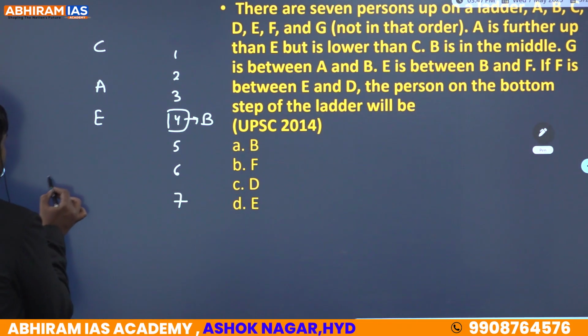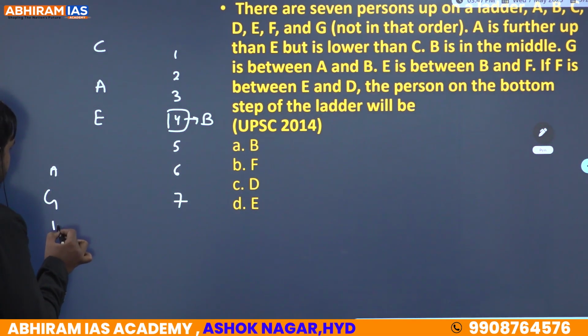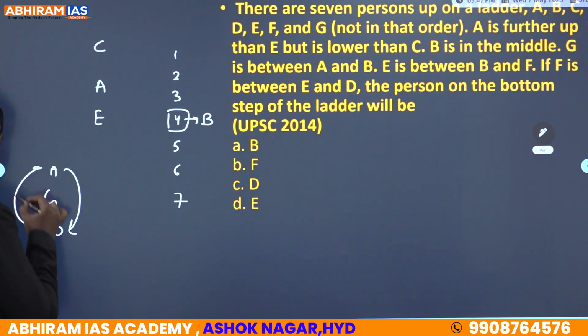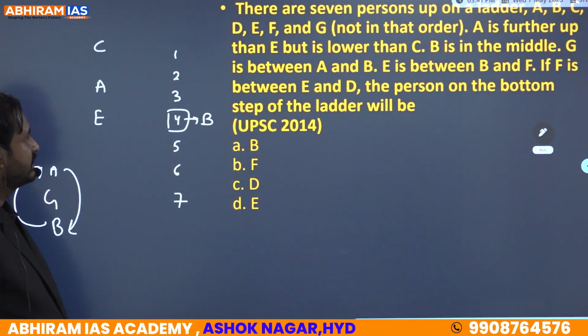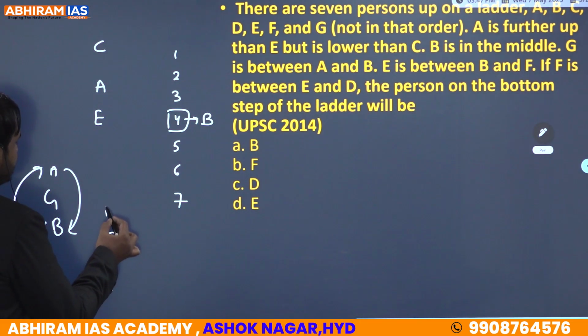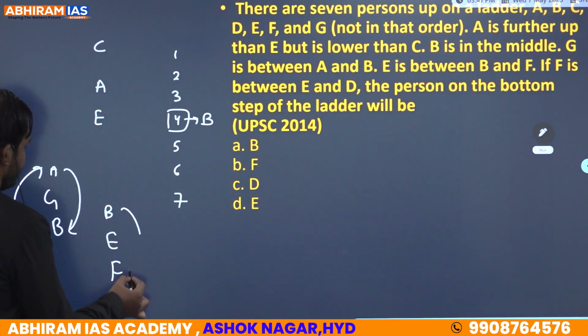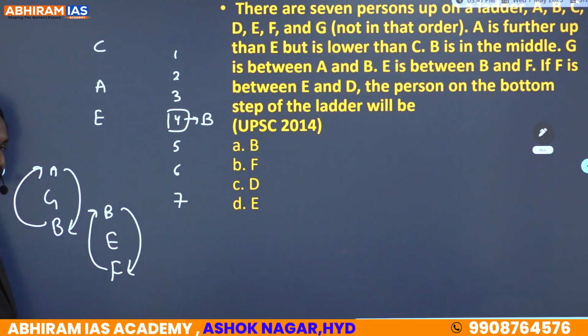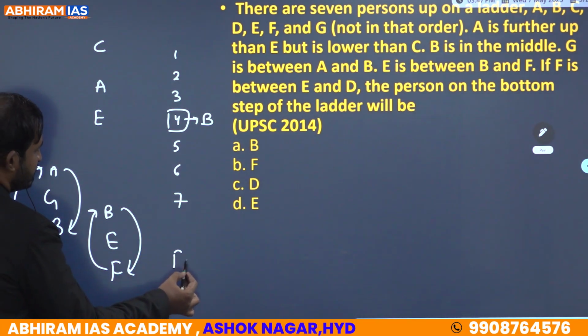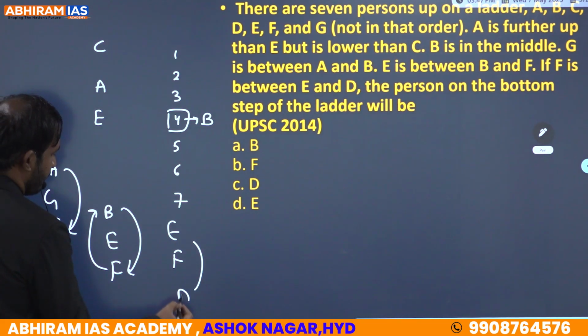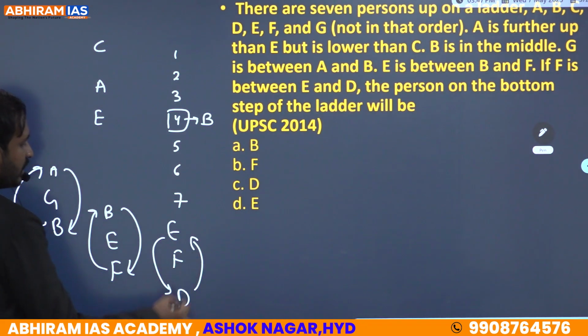For the time being, we will put that aside. G is between A and B. A and B can be interchanged. Next, E is between B and F. These two positions also can be interchanged. Next, F is between E and D, so these two can also be exchanged.